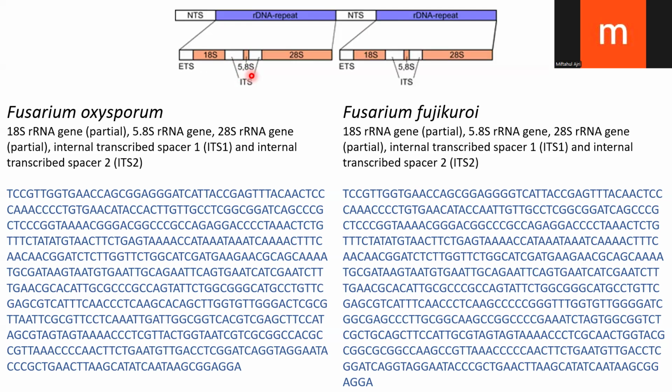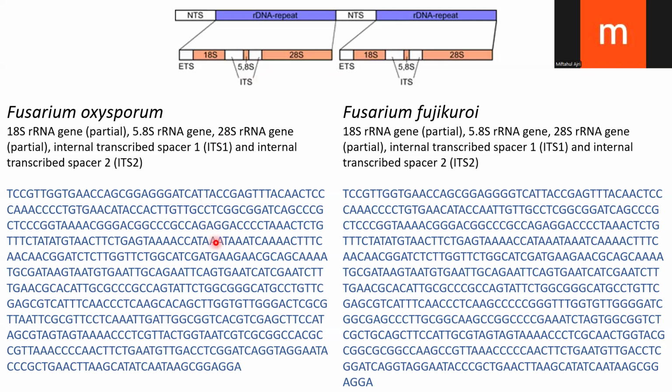The external transcribed spacer ETS or internal transcribed spacer ITS are included in each rDNA repeat unit. The ITS regions, ITS1 and ITS2, separate the rRNA genes and are highly variable, of course, making them useful markers for species level identification.